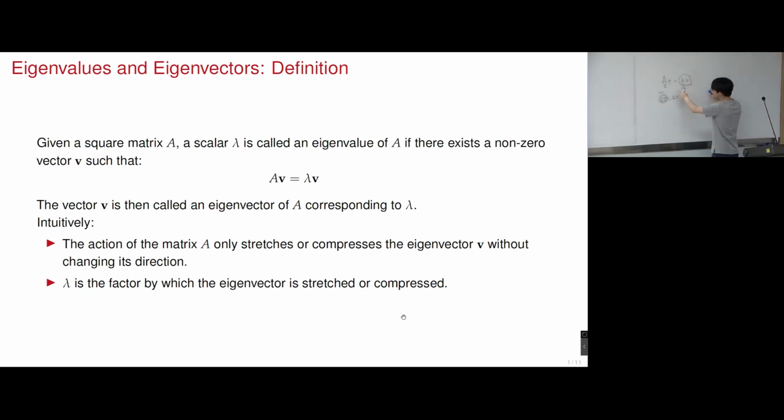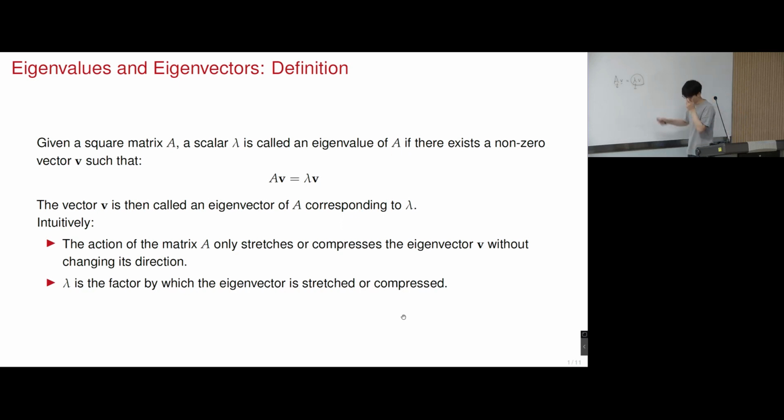And this holds while V is non-zero. We don't care if V is 0, because if V is 0, this holds anyway, so it's not that important to know about the cases where V is 0. In that case, lambda can be anything. So we only care about the part where this equation holds for some non-zero vector V. Then we say that this non-zero vector V is called an eigenvector of A, and it corresponds to the lambda, which we call the eigenvalue.